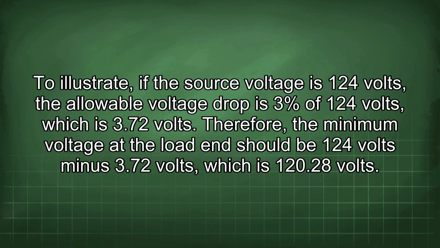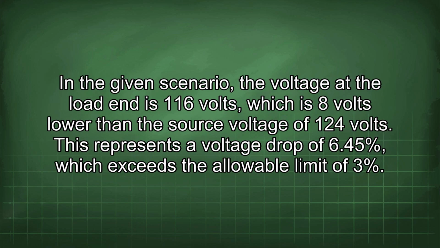To illustrate, if the source voltage is 124 volts, the allowable voltage drop is 3% of 124 volts, which is 3.72 volts. Therefore, the minimum voltage at the load end should be 124 volts minus 3.72 volts, which is 120.28 volts. In the given scenario, the voltage at the load end is 116 volts, which is 8 volts lower than the source voltage of 124 volts. This represents a voltage drop of 6.45%, which exceeds the allowable limit of 3%.